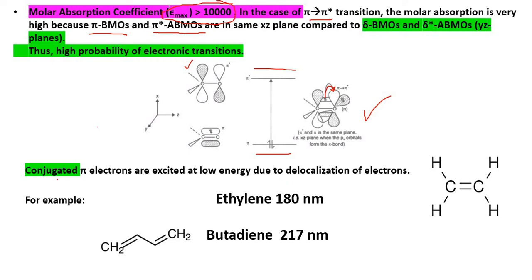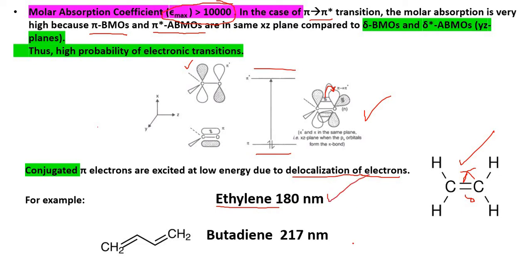Keep in mind, conjugated pi electrons are normally excited at low energy due to the delocalization of electrons, and that shifts the absorption spectra of a conjugated system from the UV region to the visible region. For example, you have ethylene, which has this structure. It has a pi bond, pi electrons and a sigma bond. If we talk about the pi to pi star electronic transition, it occurs at a wavelength of about 180 nanometer.